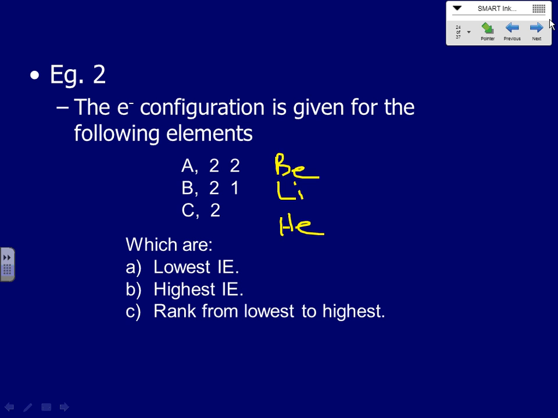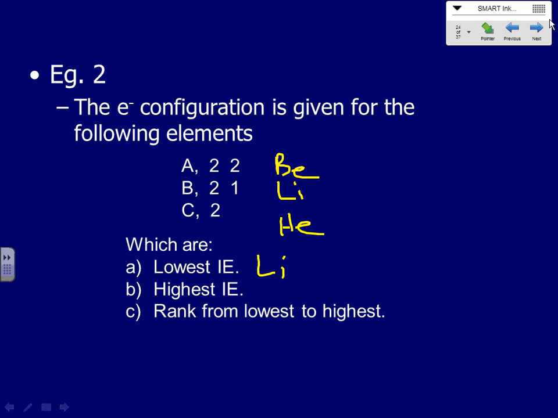Which is going to have the lowest ionization energy, the easiest to remove the electron? Beryllium? As I move across the periodic table, what happens to the number of protons? What happens to the electrostatic force? It gets stronger. What happens to the ionization energy? It gets greater, harder to remove. No, beryllium doesn't have the lowest. Lithium, I agree. It's got the most orbits, and it's got the least protons in the row for those orbits. Lithium is the lowest.